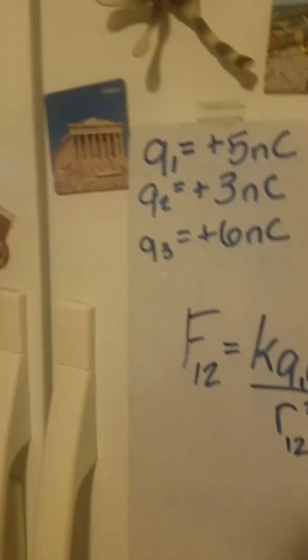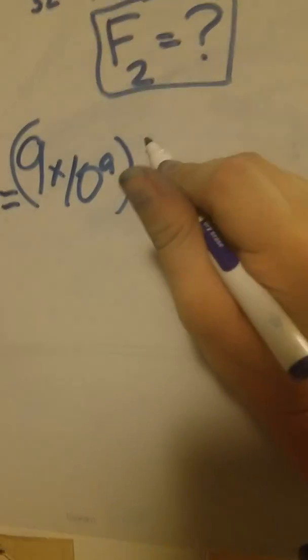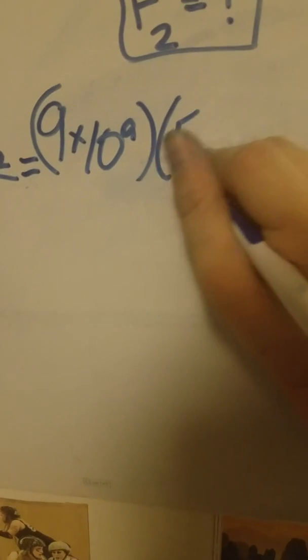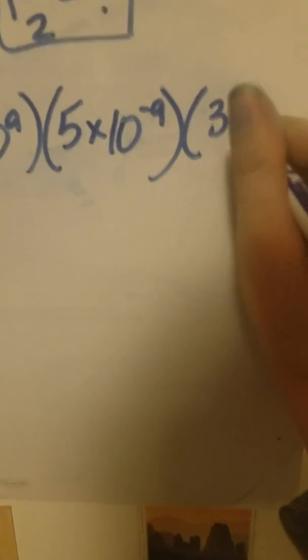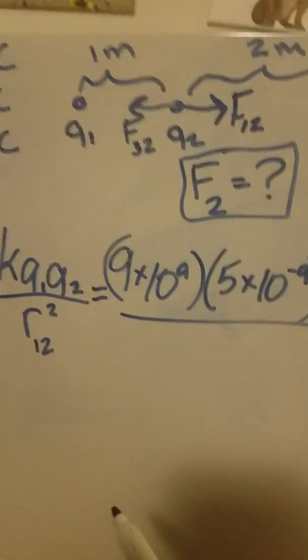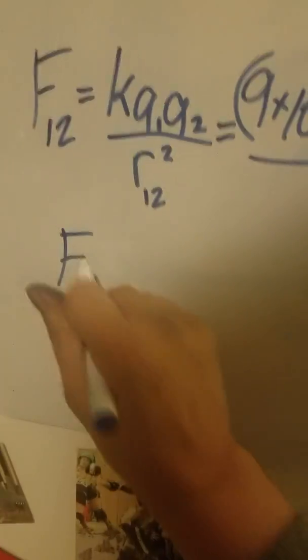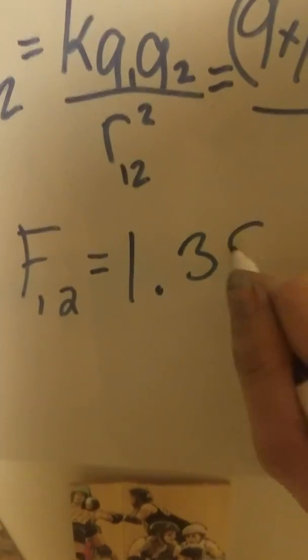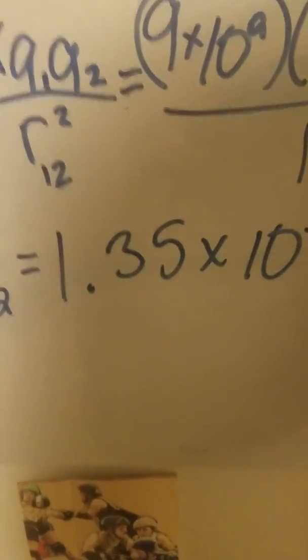K is that constant we talked about that is 9 times 10 to the 9th. Our charges are in nanocoulombs, remember, which we know is times 10 to the negative 9th. So I have 5 times 10 to the negative 9th, and 3 times 10 to the negative 9th. And then I'm dividing by the distance between those two charges, which is 1 meter. And I'm getting that F12 is equal to 1.35 times 10 to the negative 7th newtons.